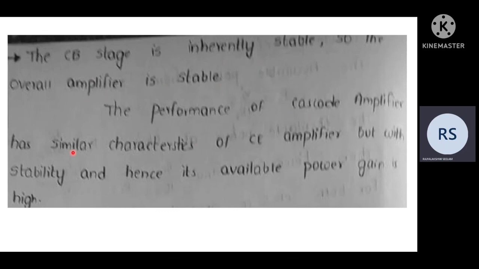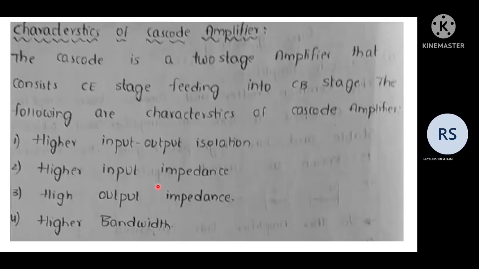The performance of the cascode amplifier has characteristics similar to the CE amplifier, but with stability, and hence its available power gain is high. Characteristics of the cascode amplifier: it is a two-stage amplifier that consists of a CE stage feeding into a CB stage. Following are the characteristics of cascode amplifiers: higher input-output isolation, higher input impedance, high output impedance, and higher bandwidth.